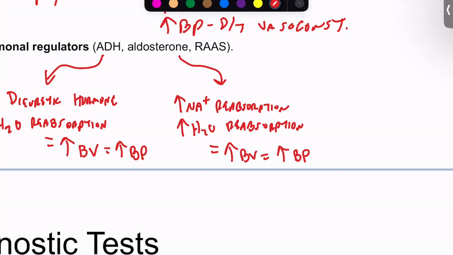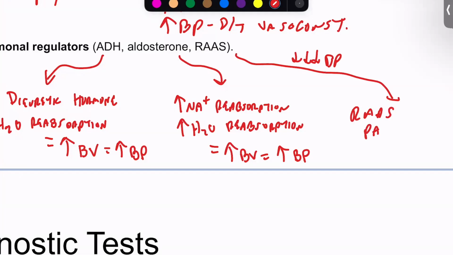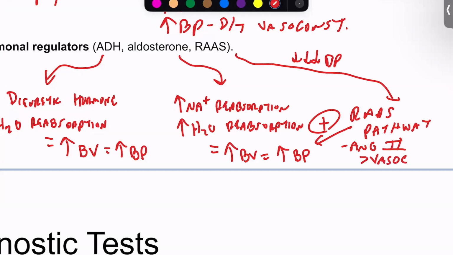Then lastly, we have RAS. So basically what happens here is that if we have a strong decrease in blood pressure, specifically felt by our kidneys, this causes the RAS pathway. And the RAS pathway not only ends in aldosterone secretion, but it also ends in angiotensin II production, and that is a potent vasoconstrictor.